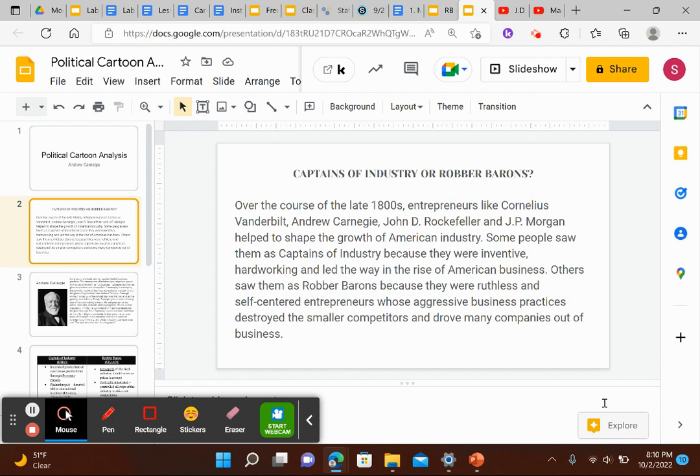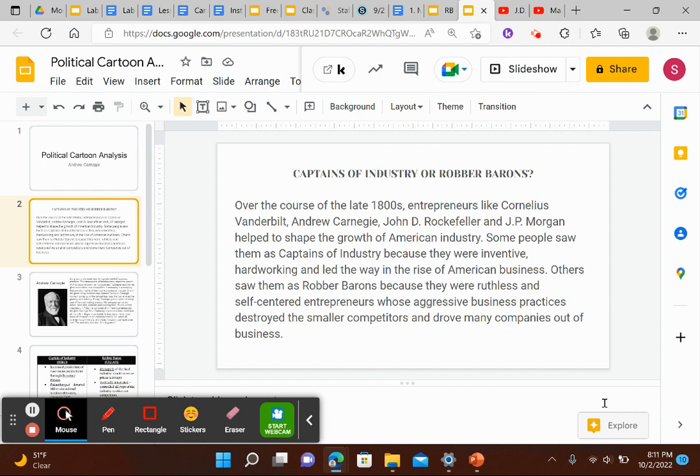Captains of industry or robber barons. This is giving us some historical context. So, over the course of the late 1800s, entrepreneurs like Cornelius Vanderbilt, Andrew Carnegie, John D. Rockefeller, and J.P. Morgan helped to shape the growth of American industry. Some people saw them as captains of industry because they were inventive, hardworking, and led the way in the rise of American business. Others saw them as robber barons because they were ruthless and self-centered entrepreneurs whose aggressive business practices destroyed the smaller competitors and drove many companies out of business. So that's some context there.